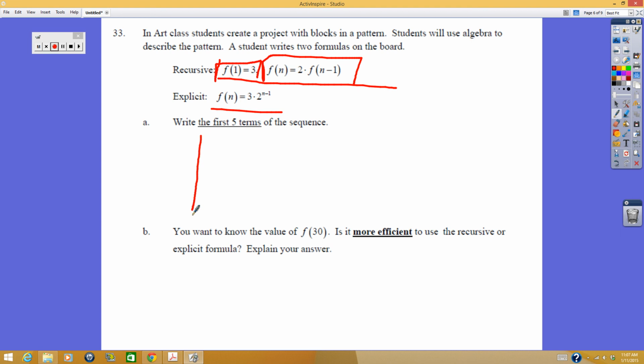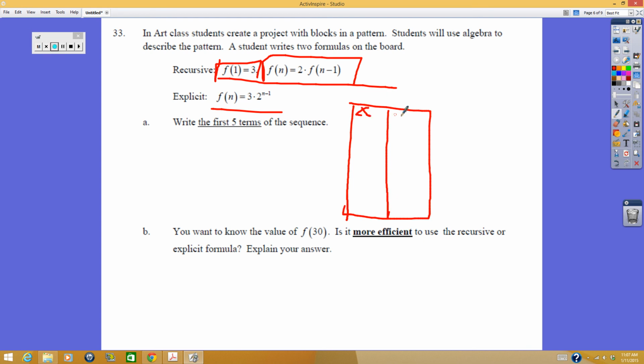So if you were to make a table, they want you to write the first 5 terms, right? I'll write it over here. Over here, you're going to have your x's. Here you're going to have your y's, or really in this case, f of x's, f of n's. So they told you the first term is going to equal 3. So there's your first one. They want you to do 4 more. You need to have the first 5 terms.